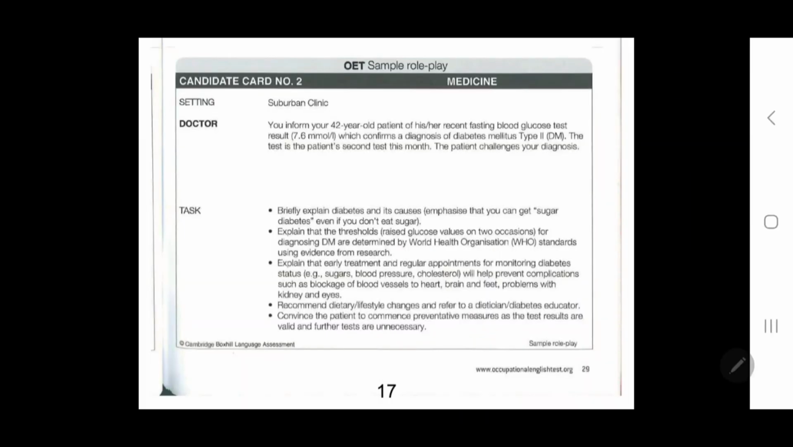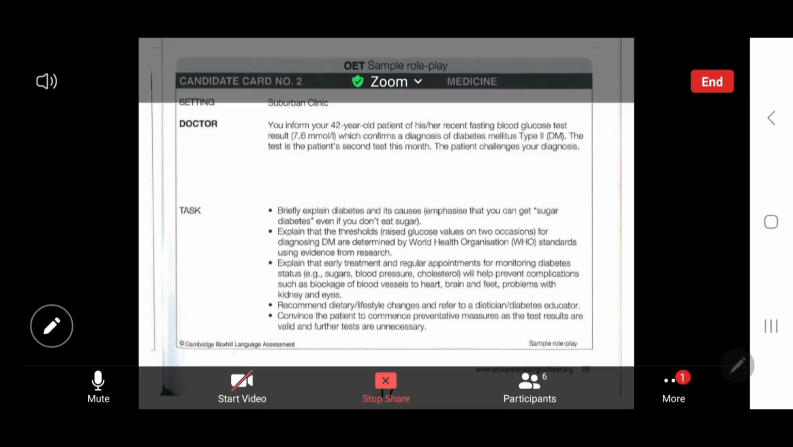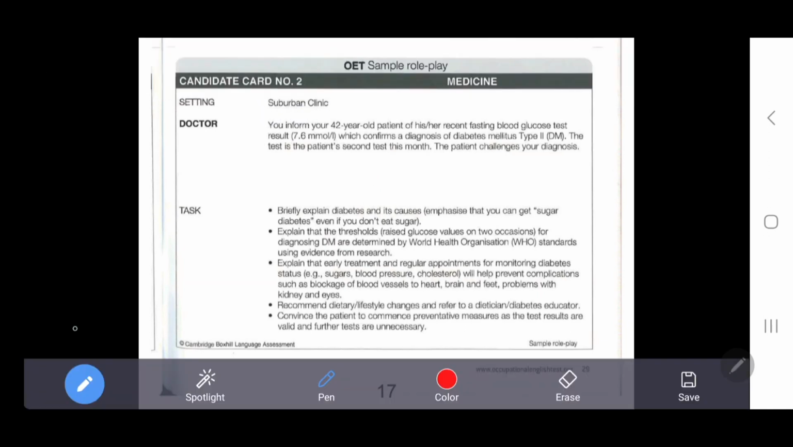We have this card, and it's a card from medicine. Now we have the second encounter. Here, the patient is coming to you for the second time. What we can see is that the patient is a 42-year-old with a recent fasting blood sugar, and he confirmed a diagnosis of diabetes mellitus, let's say, type 2. And this is the patient's second test this month. So it means that he's coming to collect the report for the second time.